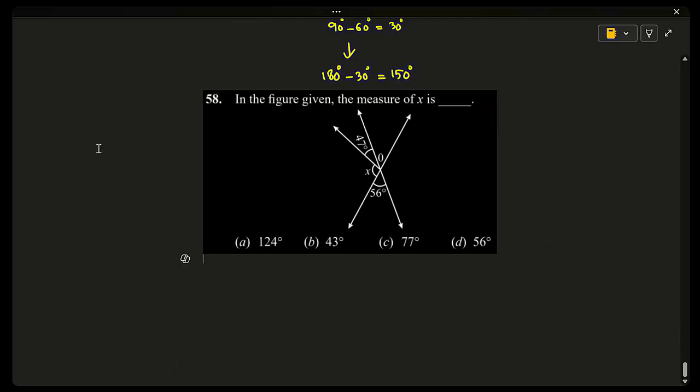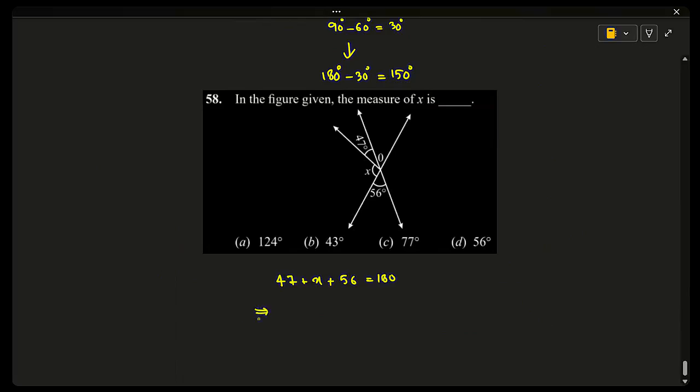Fifty-eighth one. In the figure given, the measure of x is, so x we have to find. Very simple question. So as we know, this is a straight line, and any number of angles are there on the straight line. Sum of all the angles is going to be a straight angle. So we can add all the angles to make it equal to 180 degrees. 47 plus x plus 56 is going to be 180 degrees.